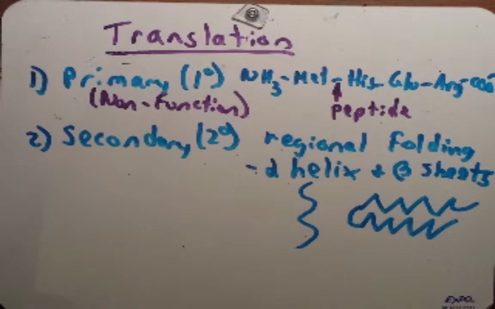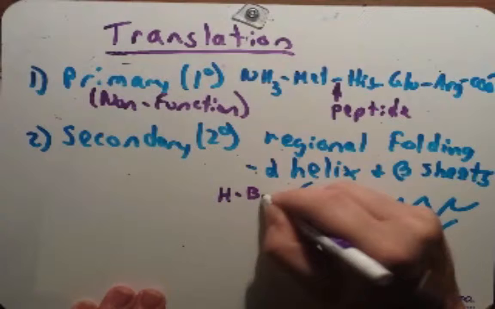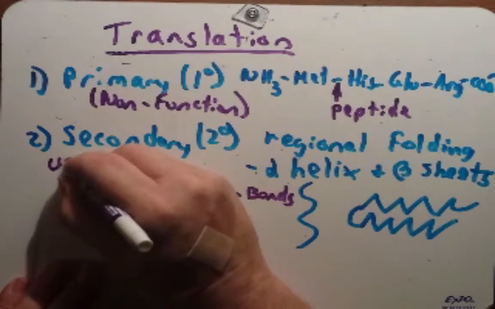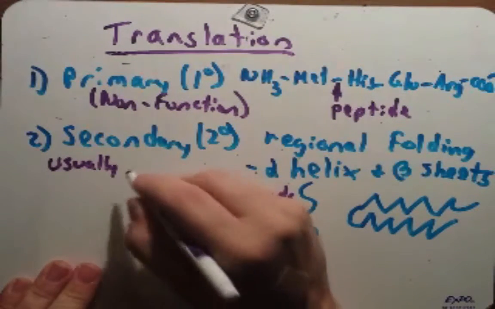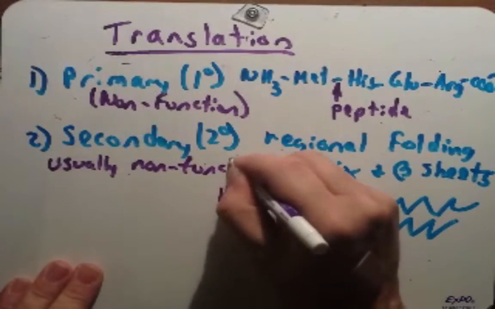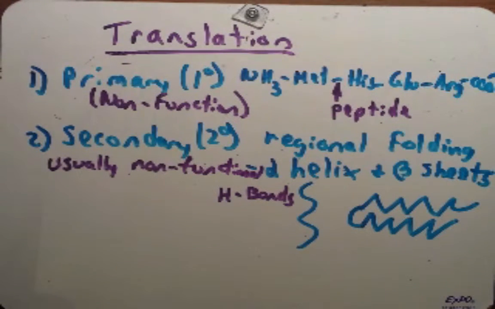Any given protein may have several different secondary structures within it. It is often characterized by, or held together, I should say, by hydrogen bonds. So hydrogen bonds are really important. Now, I'm going to write usually non-functional. Say usually because certain proteins in a secondary structure have a function.